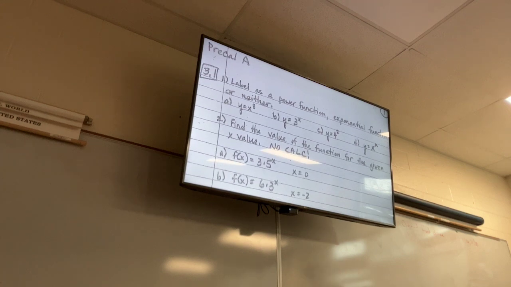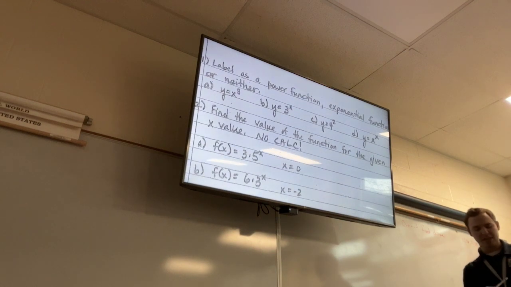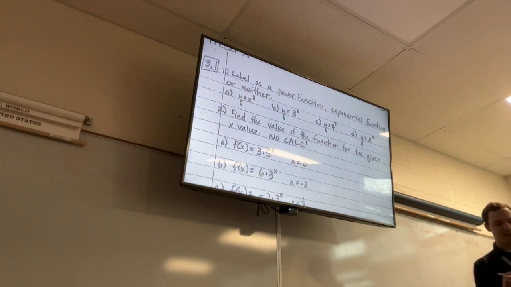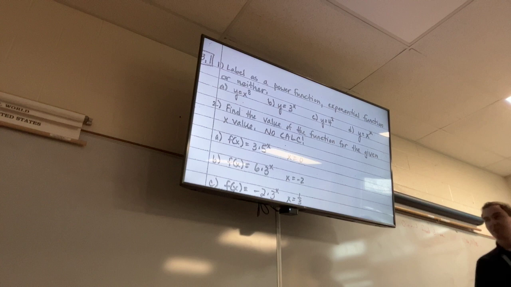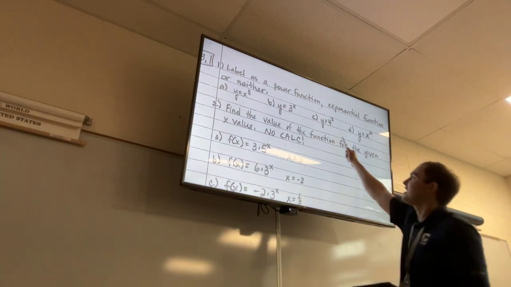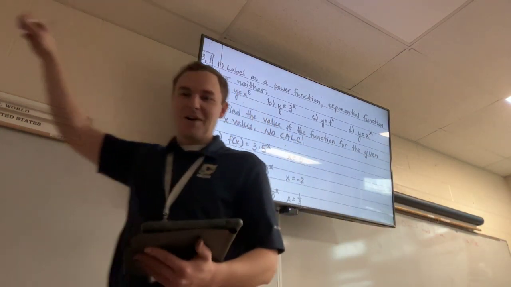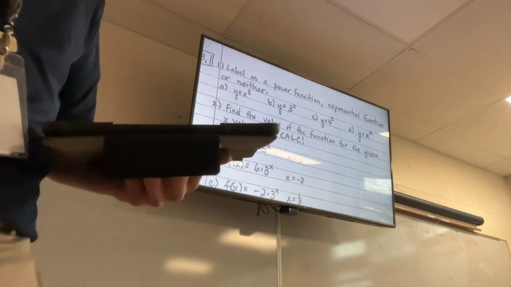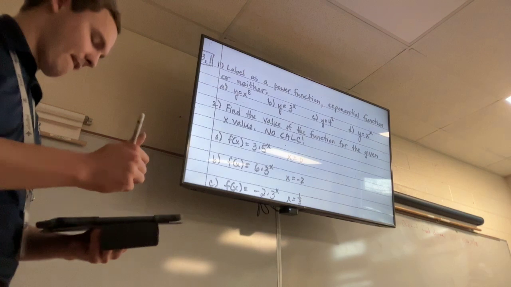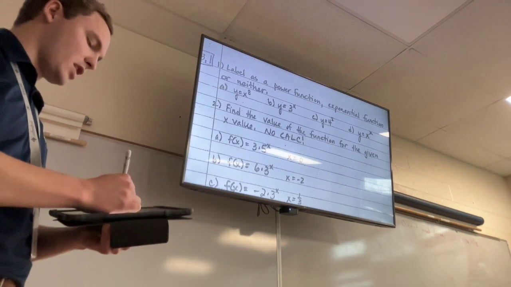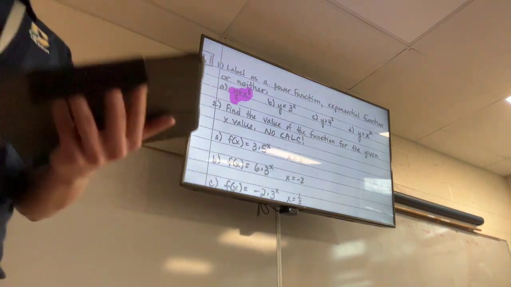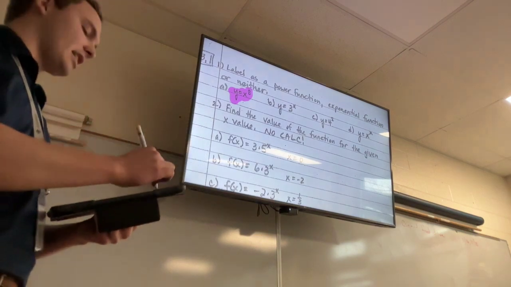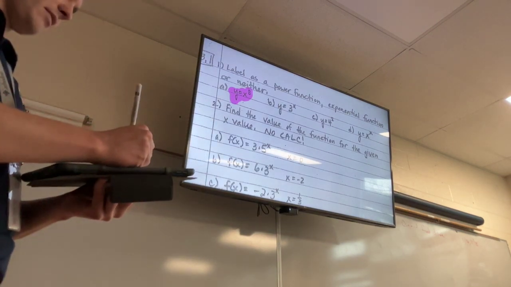All right. Label as a power function, exponential function, or neither, sorry. So which one of these are powers? I'm going to highlight the pink ones that are power functions. Which one should I highlight? Not all of them. The first one and the third one. So the first one, yes, that's a power function. And the third one is a constant function, so no. That's going to be neither.